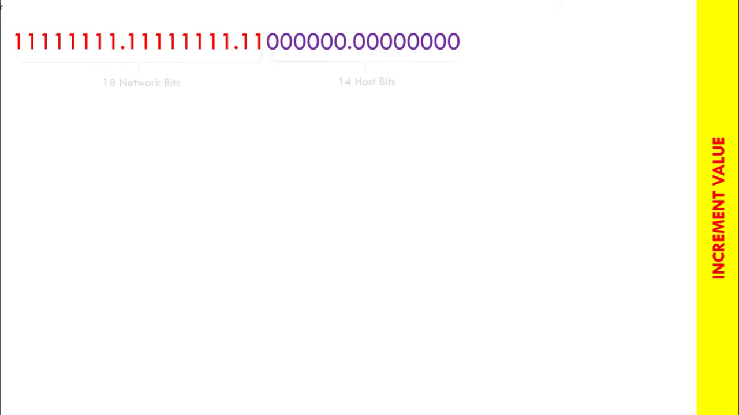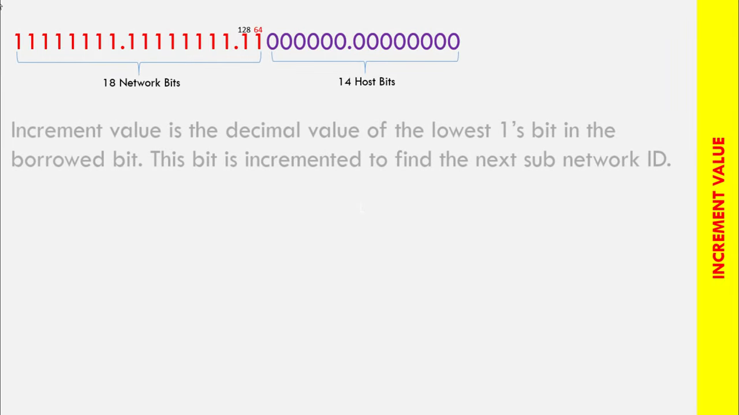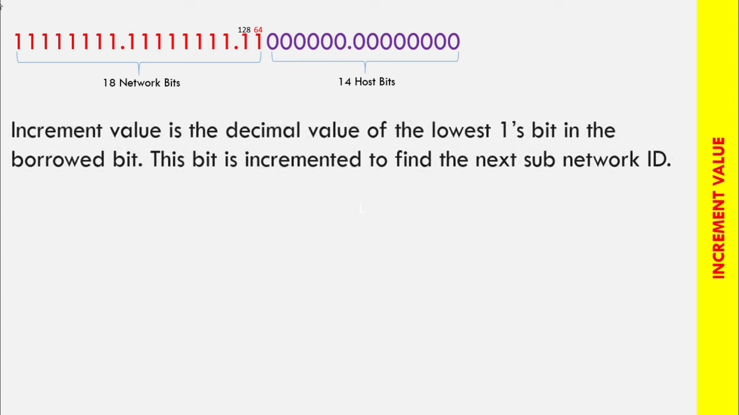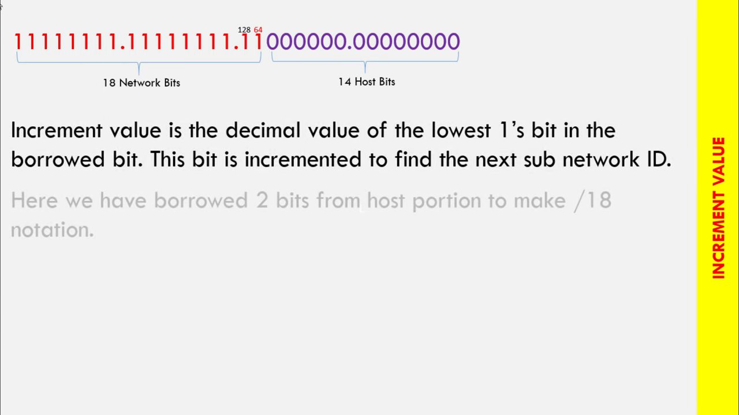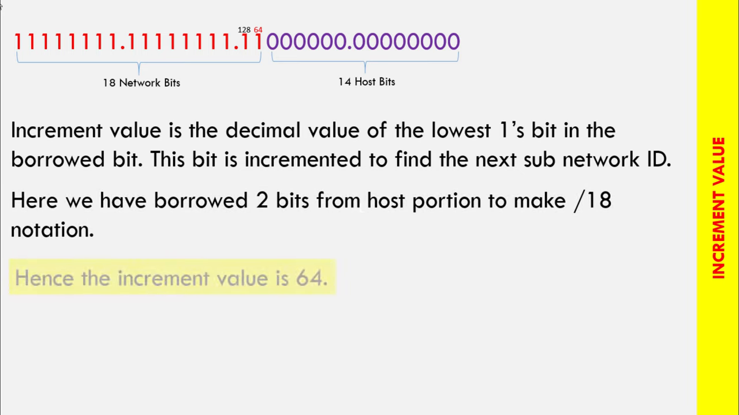The increment value is the decimal value of the lowest ones bit in the borrowed bits, which is in the third octet. This bit value is incremented to find our subnetwork IDs. Here we have borrowed 2 bits from the third octet and our increment value is 64.